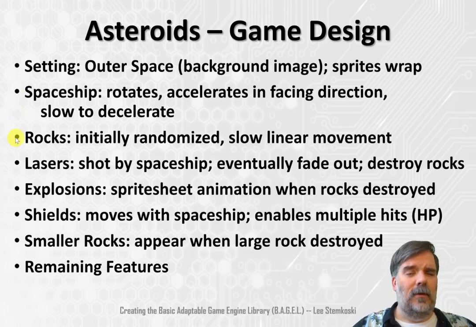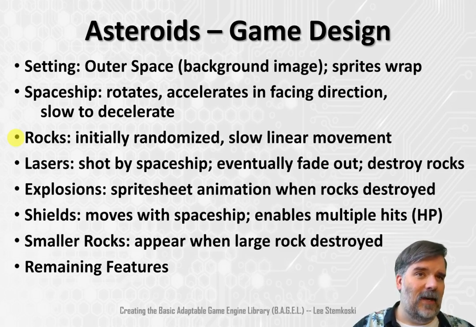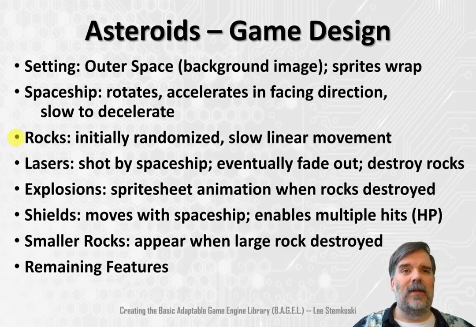The rocks will move around the screen in straight lines, and we'll randomize both their positions and their initial directions. In particular, we're going to be careful to make sure that they're moving away from the spaceship and they do not overlap it when the game begins. And they'll move slower than the spaceship as well.